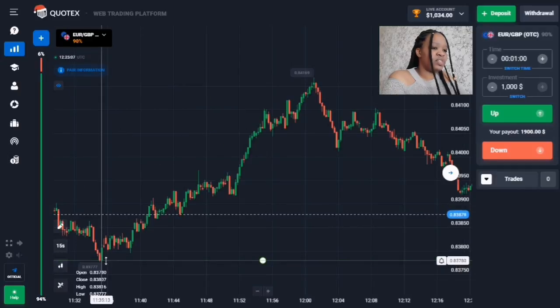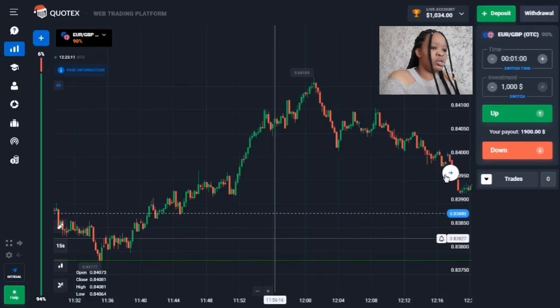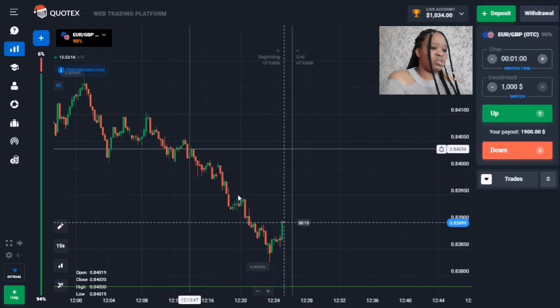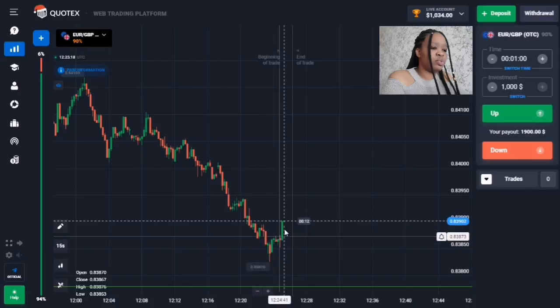So at the left of this chart, I can see the lowest point that touched the level. So returning to the right of the chart, you can see that there is a very good downtrend, and also there was a small rollback up.